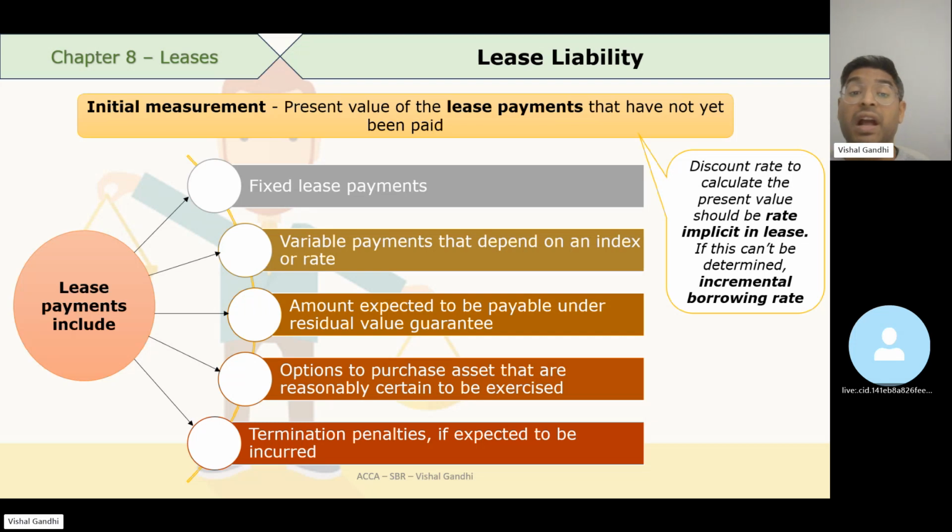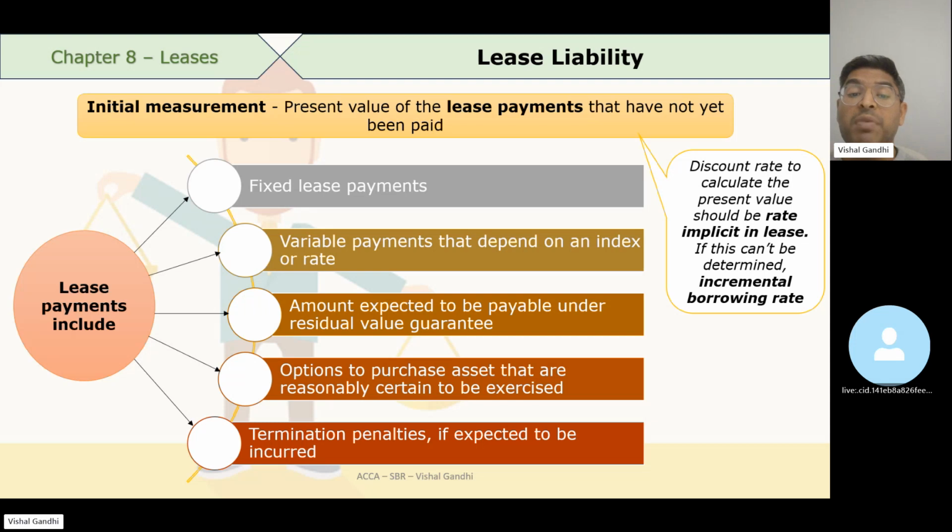Third, one more point we need to understand from the variable payments perspective: if variable payments are dependent on turnover achieved or number of units sold, then those variable payments will not be included in the initial measurement. Only variable payments that depend on an index or rate will be included in the lease payments.